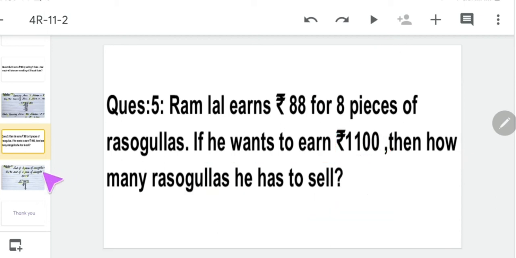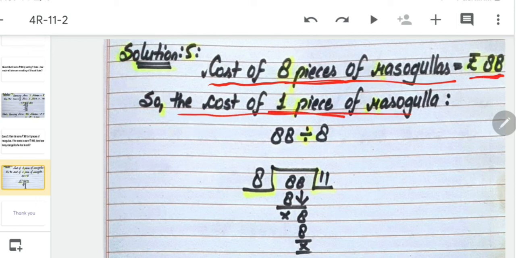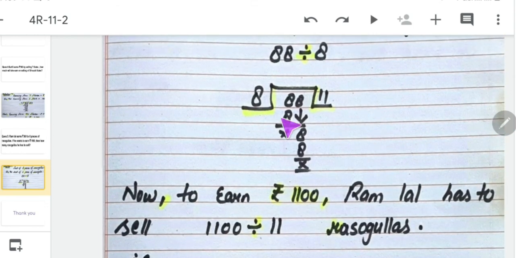Okay, so see carefully how we have to solve this question. The first half is the same. We have to find the price of one rasgulla first. So for this we have to do the same thing. The cost of 8 pieces of rasgullas is 88. So the cost of one piece of rasgulla will be 88 divided by 8. So you can see the division here. We all know that 8 into 1 gives us 8. Then again for this 8 into 1 gives us 8. So the cost for one rasgulla is rupees 11.